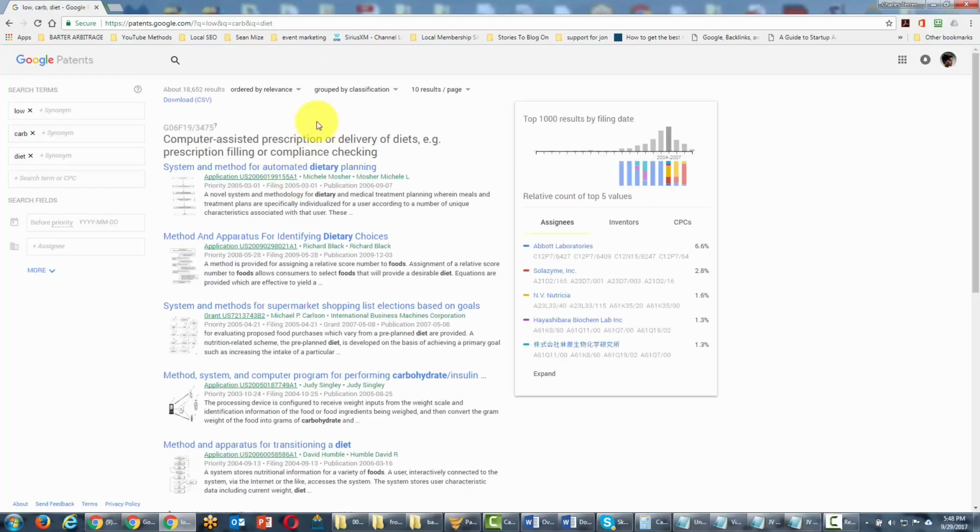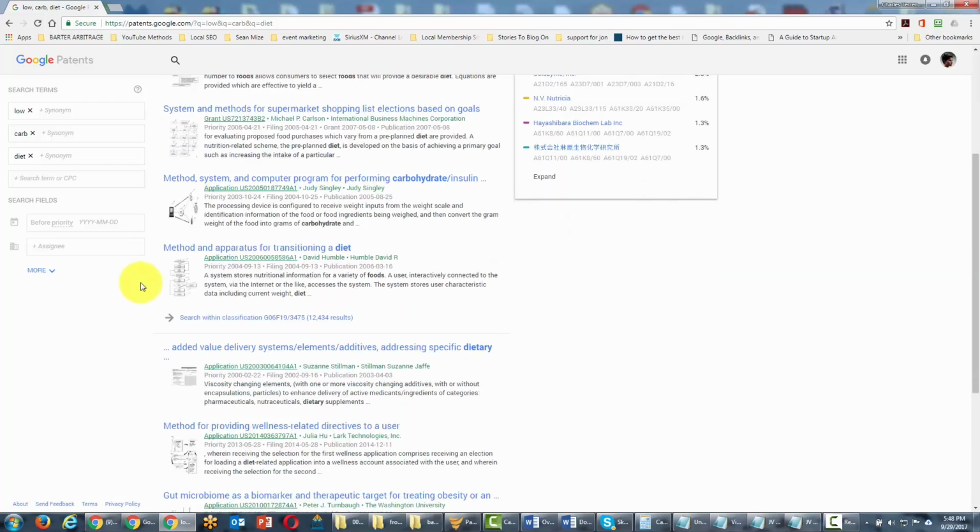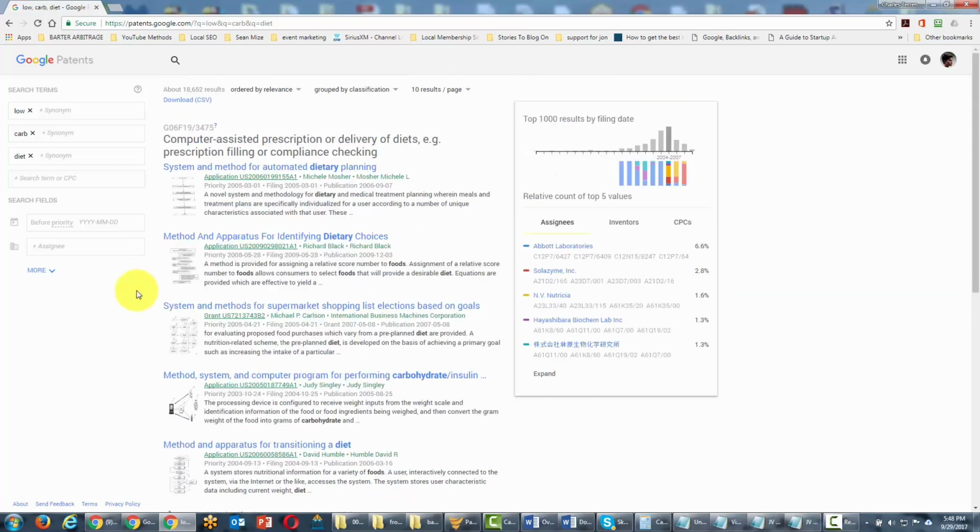But as you write it out, what Google will do is it will actually go and look for patents with those search terms. Now, what you'll be able to do is you'll be able to look at all of the different ways that individuals and companies have looked to patent on those search terms. You can look at the top results by filing date, who filed, who the inventors were.